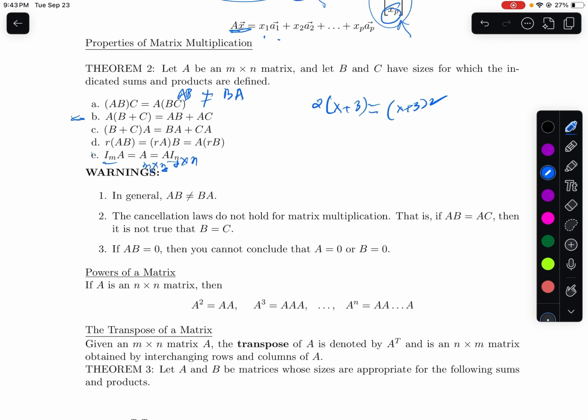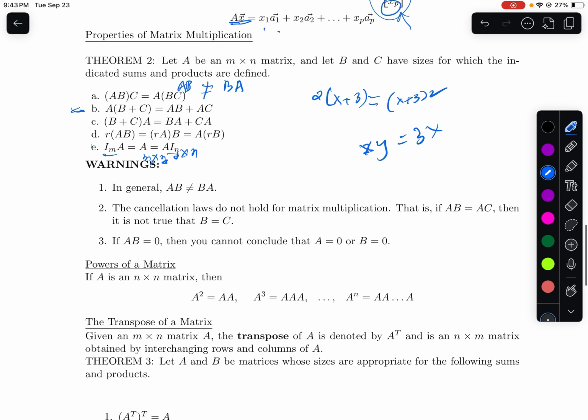So warnings: in general, AB is not equal to BA. I already mentioned that. Second one is that the cancellation laws do not hold for matrix multiplication. That is, if AB is equal to AC, then it is not true that B is equal to C. Now, if you recall with numbers or in algebra, if I have x times y equals 3x, we can divide by x or cancel x and say y is equal to 3. But in matrices, you cannot do that.